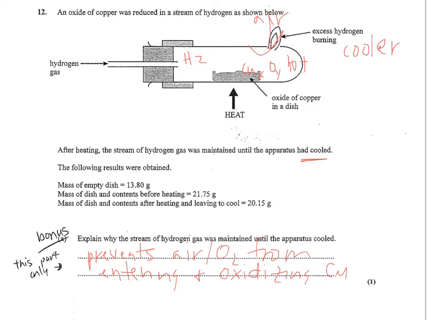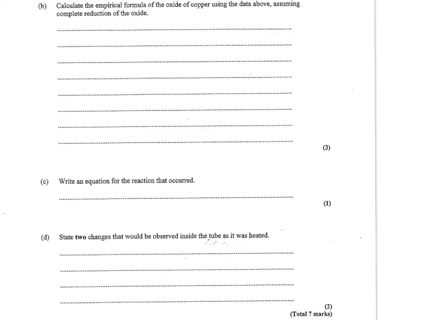And then on the next page, we're going to use this data here. So as we look at it, it says calculate the empirical formula of the oxide of copper. And this one is pretty straightforward. You have a dish that weighs 21.75 when you have the copper oxide in it and the dish. The dish itself weighs 13.80. So this is my before measurement. And so if I subtract my empty dish from my dish with the copper oxide, the 7.95 grams, that should be all copper oxide.